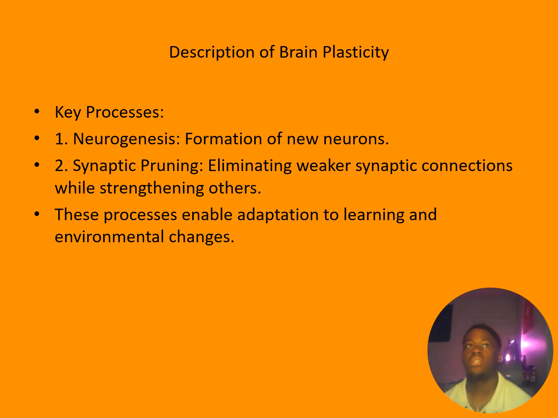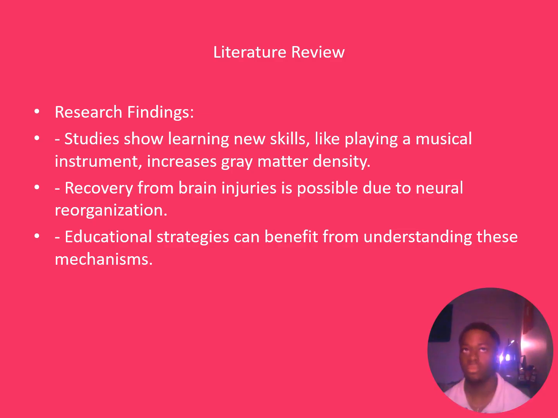Description of the brain plasticity key processes. Number one, neurogenesis. This is the formation of new neurons, so just the ability for the brain to adapt over time when given new information. And then for number two, synaptic pruning. This eliminates weaker synaptic connections while strengthening others, and these processes enable adaptation to learning and environmental changes.